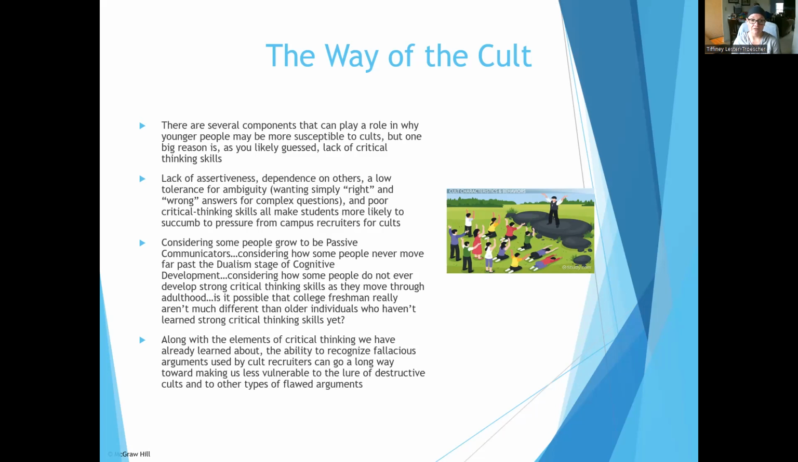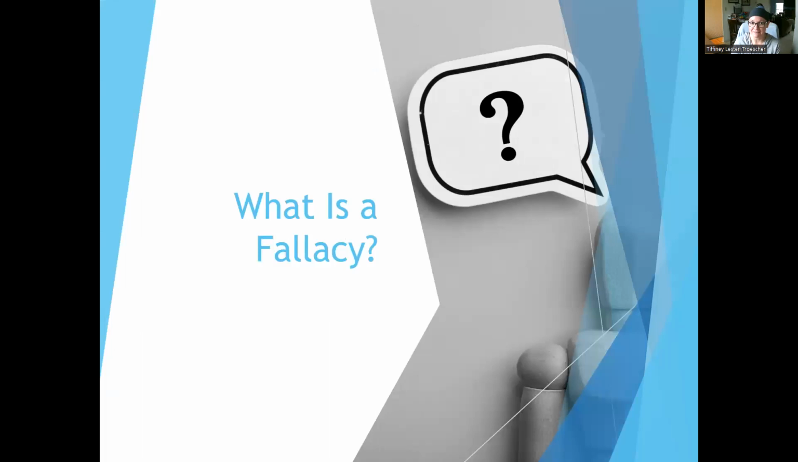Along with a lot of the elements that we've already learned about critical thinking, one thing that would help is the ability to recognize fallacious arguments used by cult recruiters to make us less vulnerable to the lure of destructive cults or any other type of flawed argument. Because as you're going to see, informal fallacies are all over the place. All over. So what is a fallacy? Right?